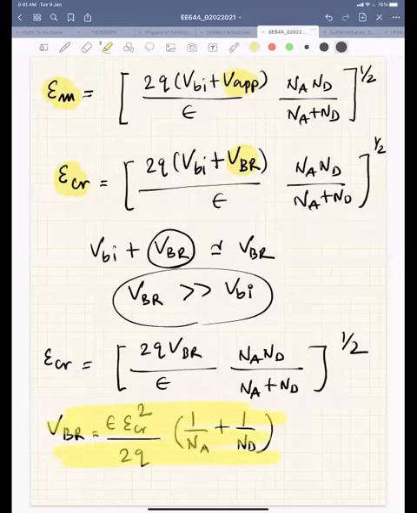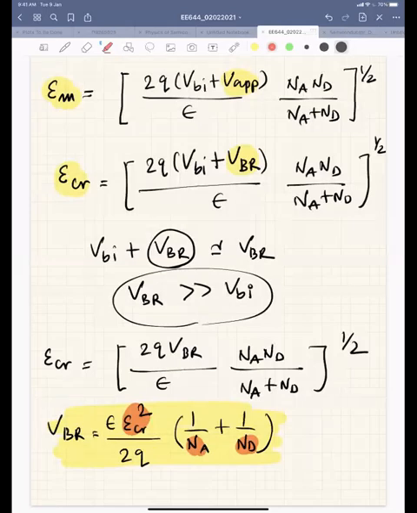You will see that breakdown voltage will depend on the critical electric field. The critical electric field also depends on the band gap, right? So the higher the band gap, the higher is the critical electric field. It will also depend on doping, Na and Nd, because the other parameters are constant. Epsilon is constant and Q is constant, right?